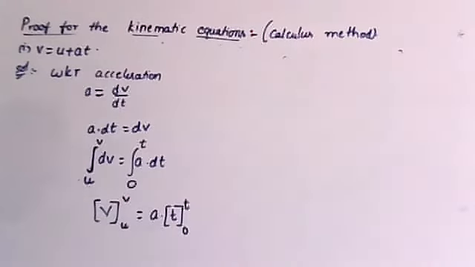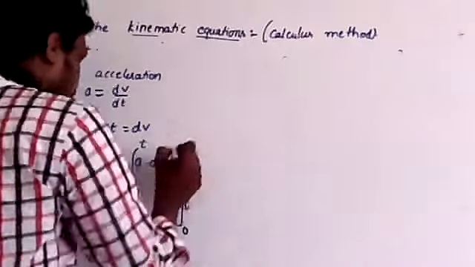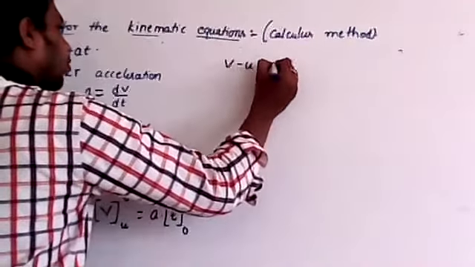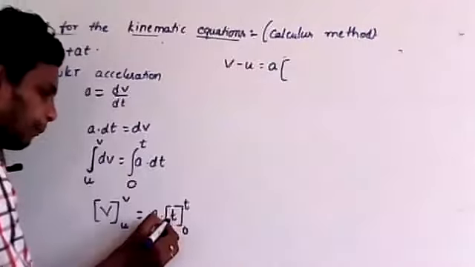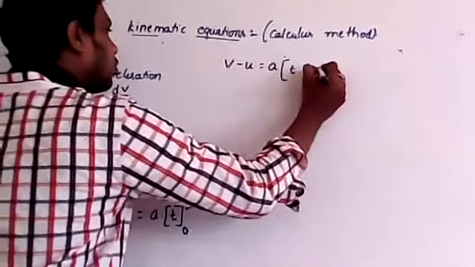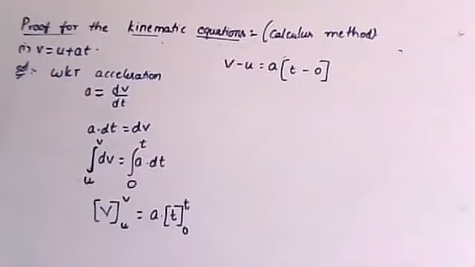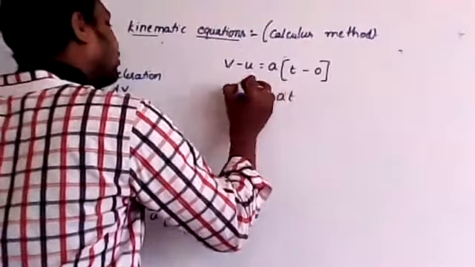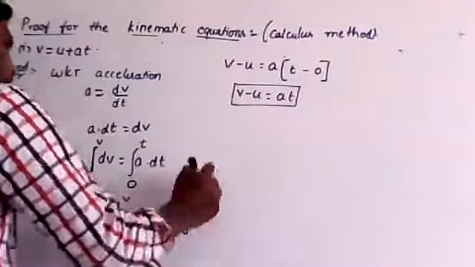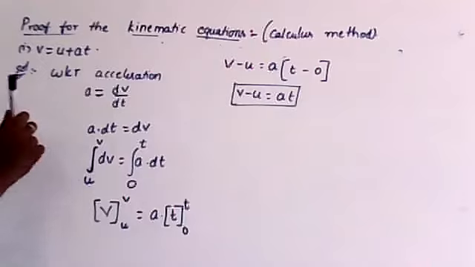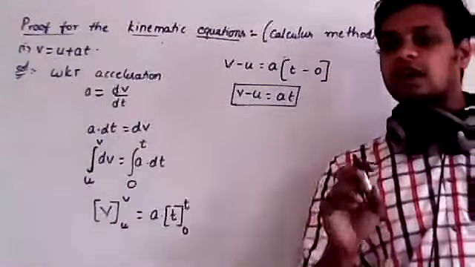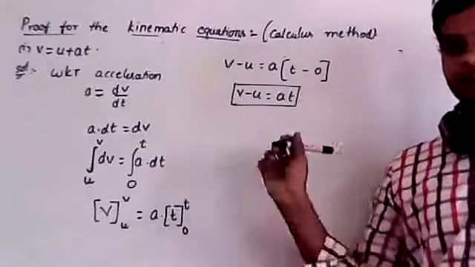Now substitute these values. If you substitute these values, then you will get upper limit minus lower limit is equal to a into upper limit t minus lower limit 0. Now finally you can write v minus u is equal to at. So this is the first relation. Now this is by using the calculus method. In examination, if they ask about the calculus method, then do like this.